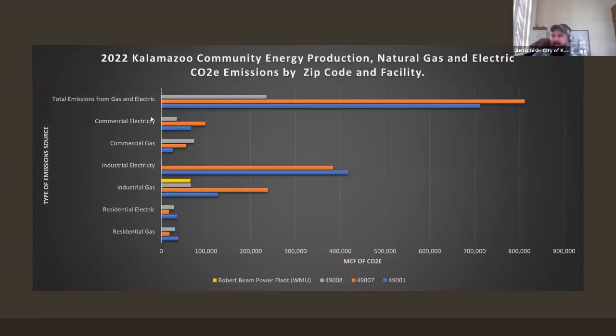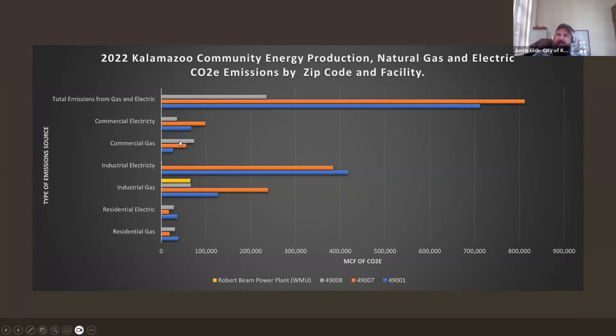When you break it down by zip code, 49008 is gray, 07 is orange, and 01 is blue. So you can see where most of the emissions are coming from. It looks like 49007. But if you break up the numbers a little bit, you get some more telling signs. Commercial energy is clustered in 49007, which is the downtown area. Commercial gas is high in 49008. And you think, what's going on there? It could be Western.